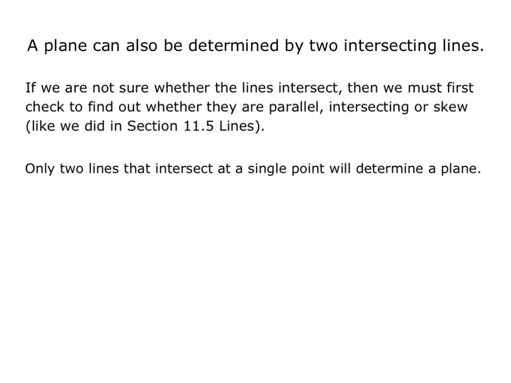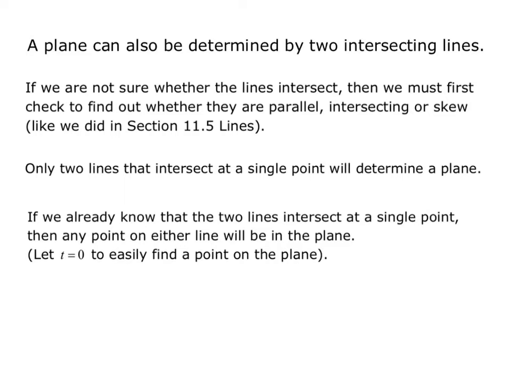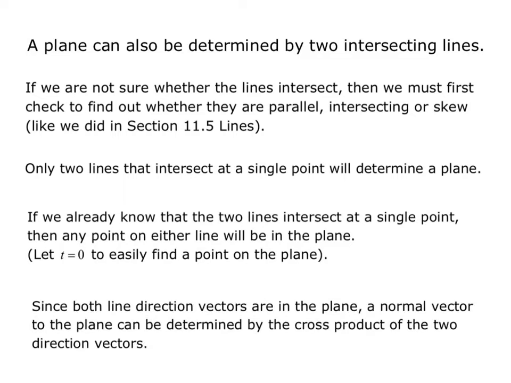The reason for this is that only 2 lines that intersect at a single point will determine a plane. If you already know that the 2 lines intersect at a single point, then any point on either line will be in the plane, because both of your lines are completely determining the plane. So you could let t equal 0 to easily find a point on the plane. Since both line direction vectors are in the plane, a normal vector to the plane can be determined by the cross product of the 2 direction vectors.